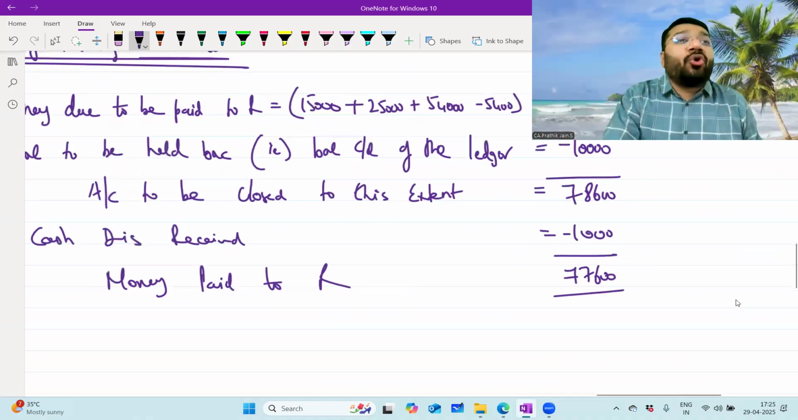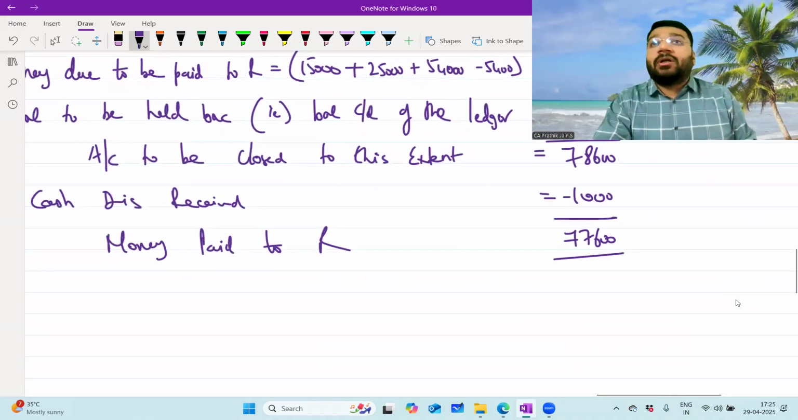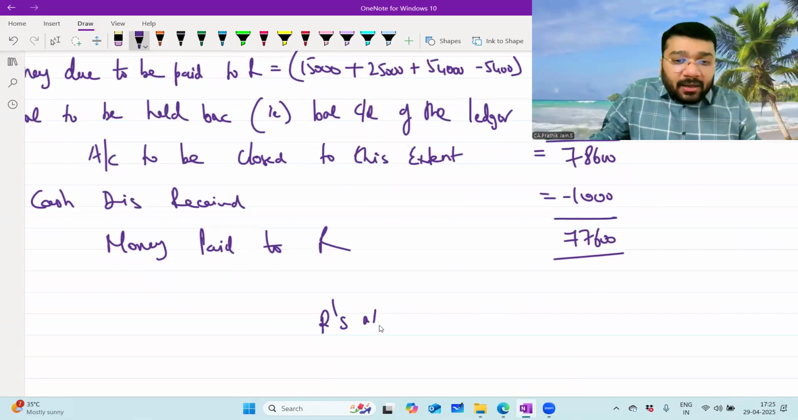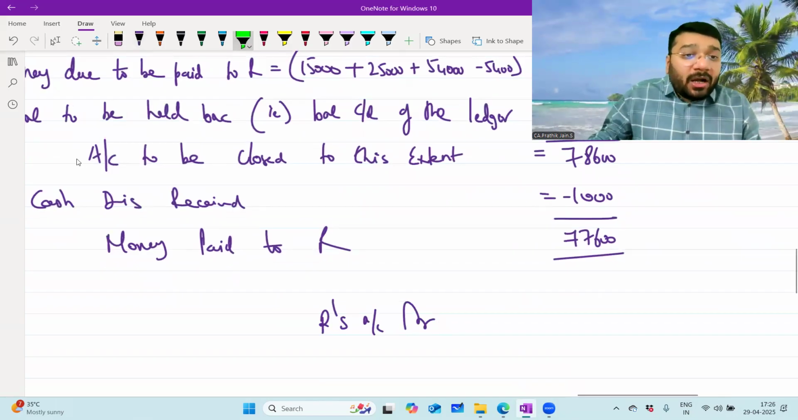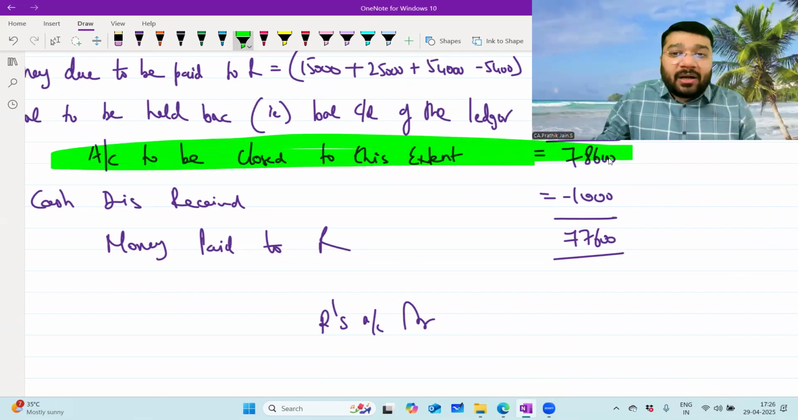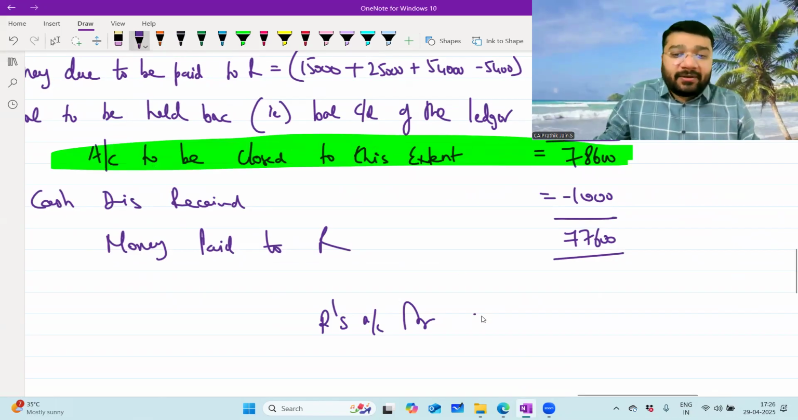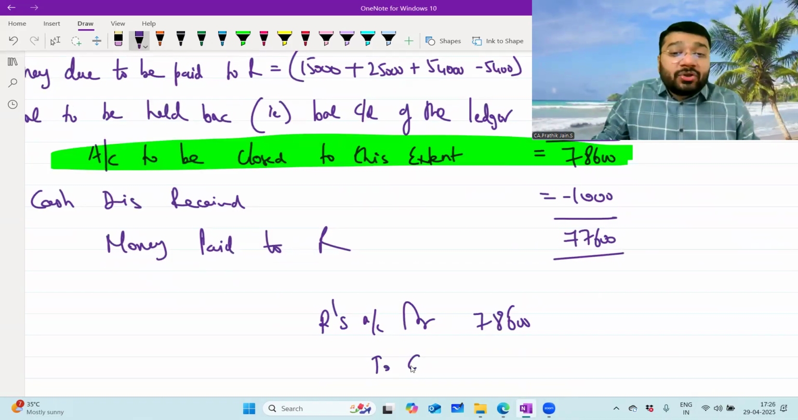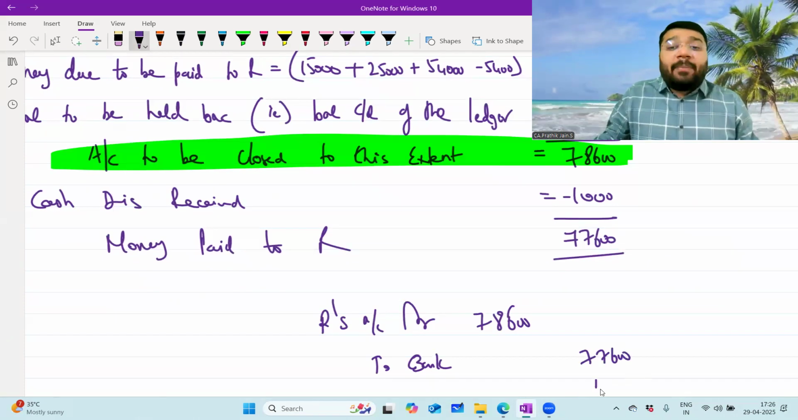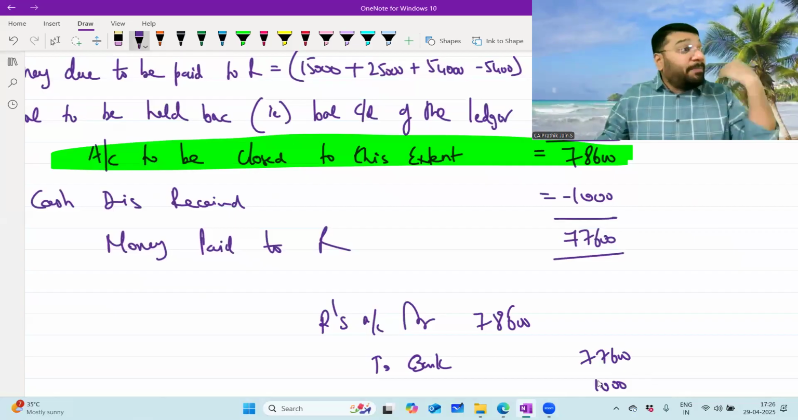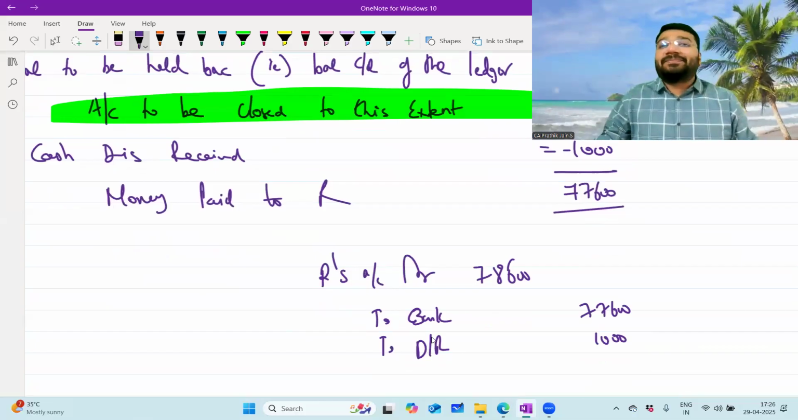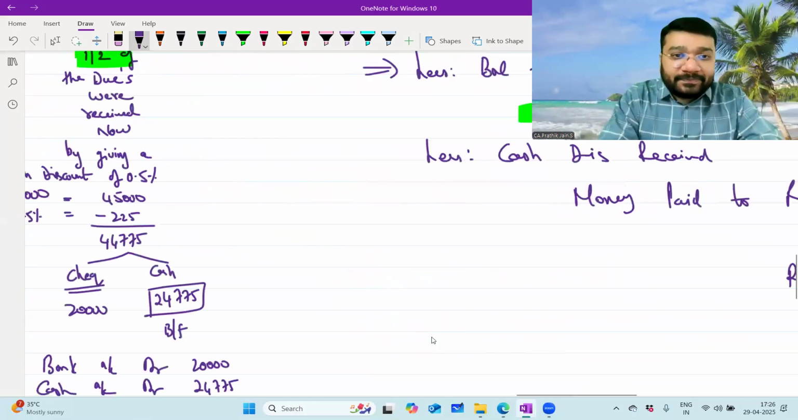Now I'm doing the entry here for namesake. Now my intention is to close R account. R is liability holder. To create liability, credit. To close liability, debit. So R account debit. How much am I supposed to close? Account to be closed to this extent. That is why I wrote this. 78,600. How did you close this account? Sir, by making the payment. How much money did you paid? So to bank 77,600. What happened to 1,000? He gave me discount. This is my permanent gain. Credit all income and gain. So to discount received. This is the entry. Can we record that? Okay.